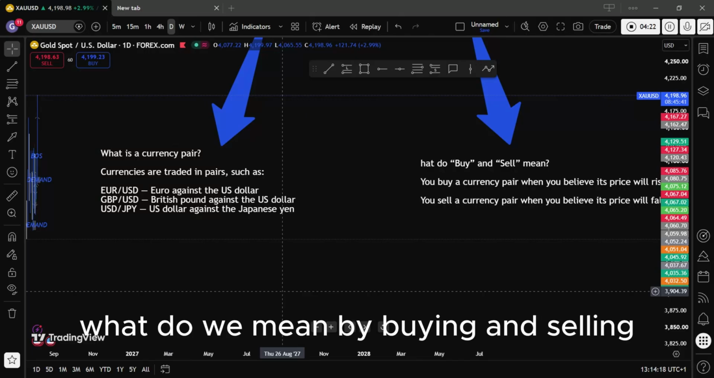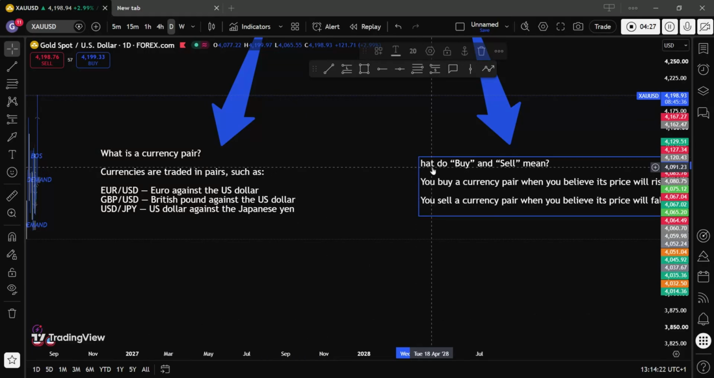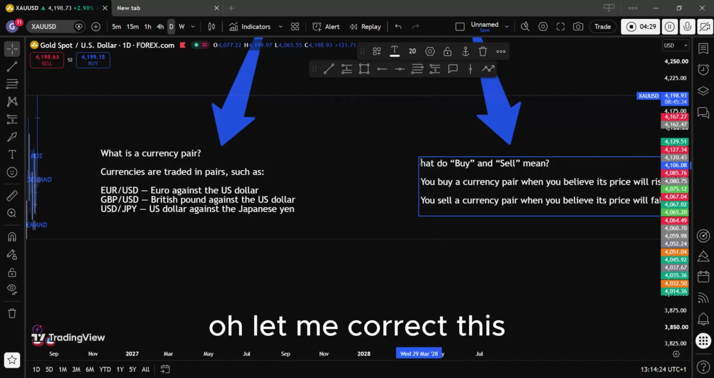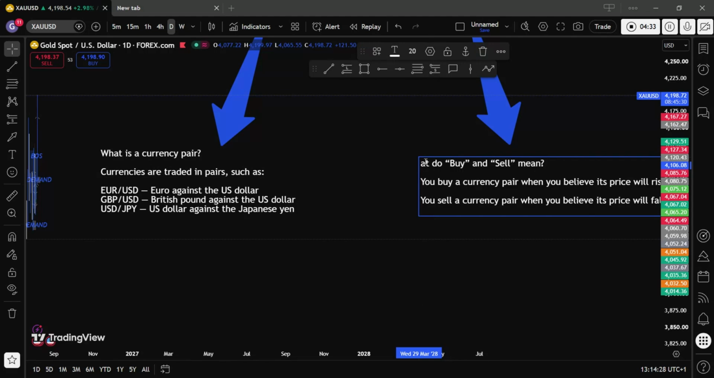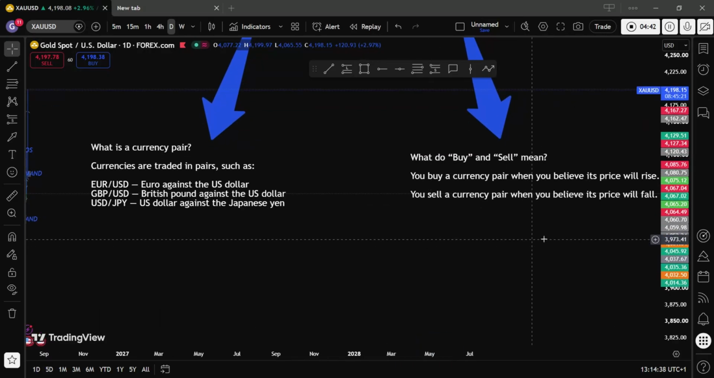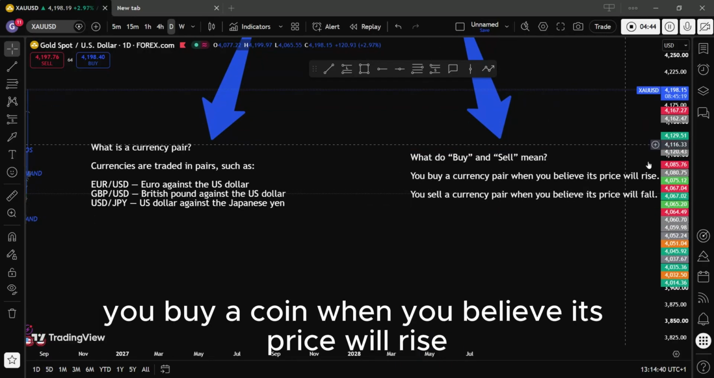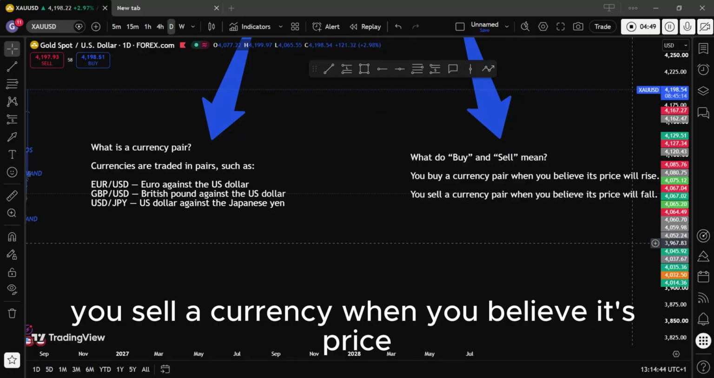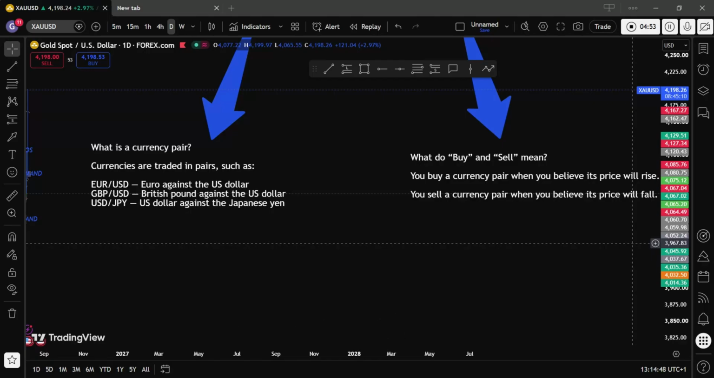What do we mean by buying and selling? You buy a currency when you believe its price will rise. You sell a currency when you believe its price will fall.